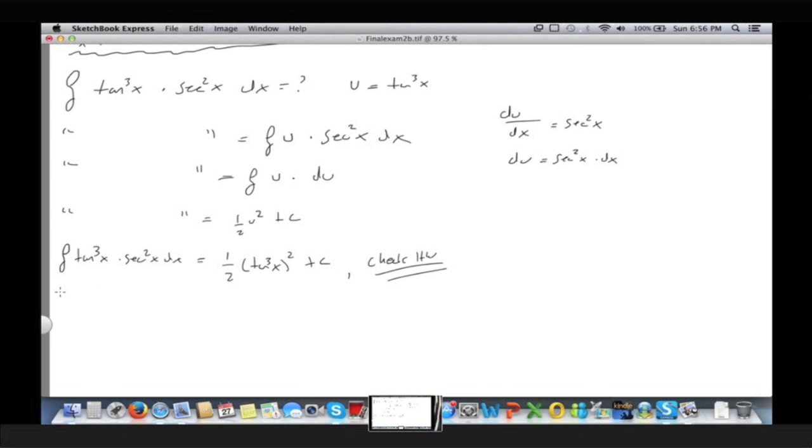Or did we? Let's see. Okay, yeah. So maybe we were a little too fast. So what was the substitution that you used? U equals what? Tangent x cubed. What's the derivative of tangent x cubed? Oh, okay. 1 over secant squared. Oh, wait. 1 over secant x to the 6.